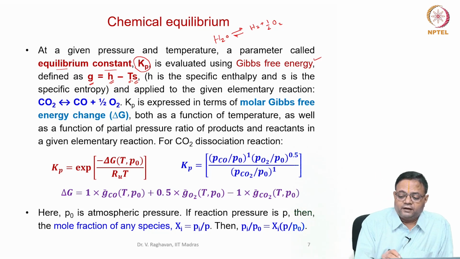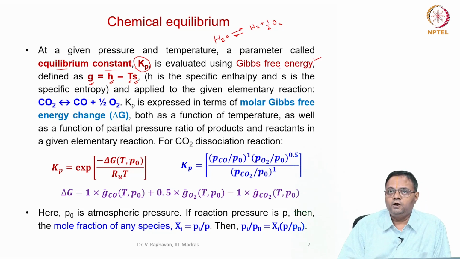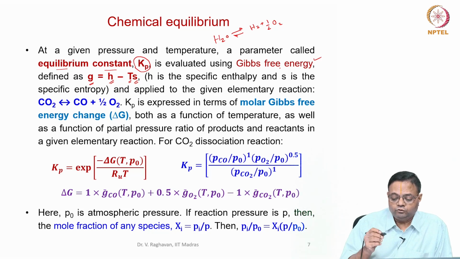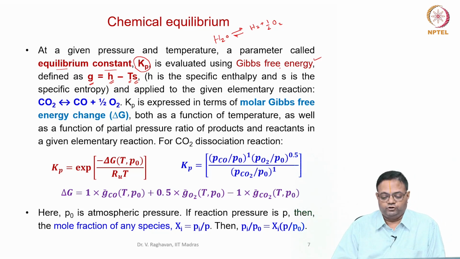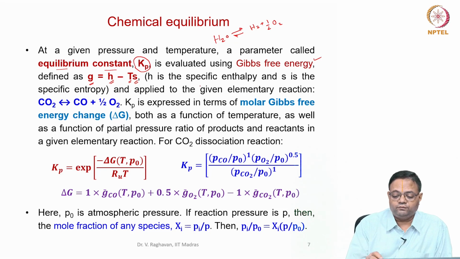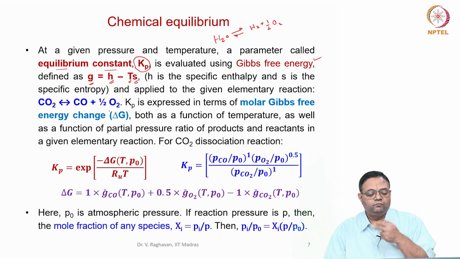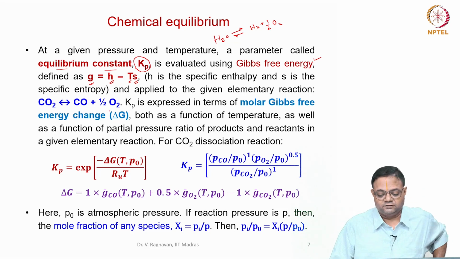So, the Gibbs free energy of individual components are found and the mixture also can be evaluated later. So, using that we will find the composition. The procedure is very simple. I am not going to go into all the details. So, here what I first do is I define the Gibbs free energy and I apply that to any elementary reaction like this.